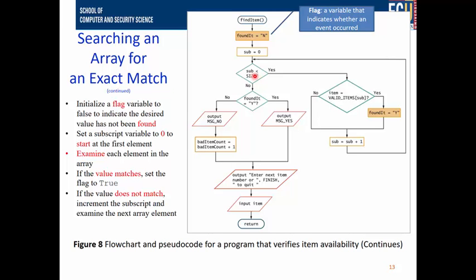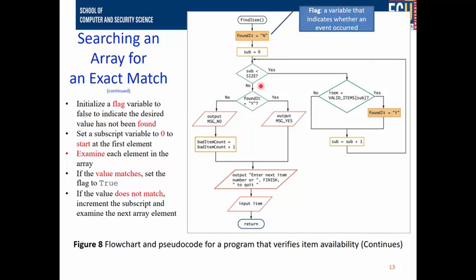Once this condition is false, when the subscript becomes greater than the size of the array, and found it equals yes, then this will happen. It will be displayed. Otherwise, it will display further information, such as how many bad item counts you have had so far, and so on, and it will terminate the program. In short, this is the functionality that we are looking into critically.